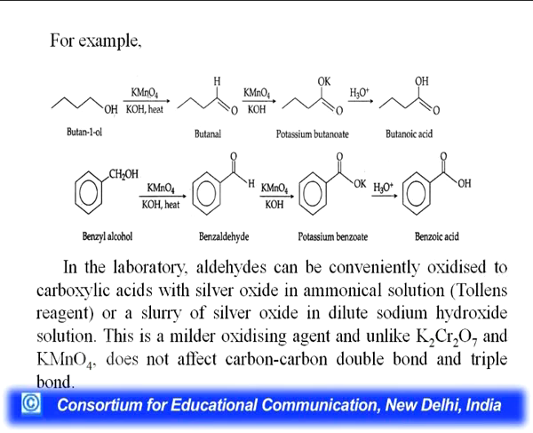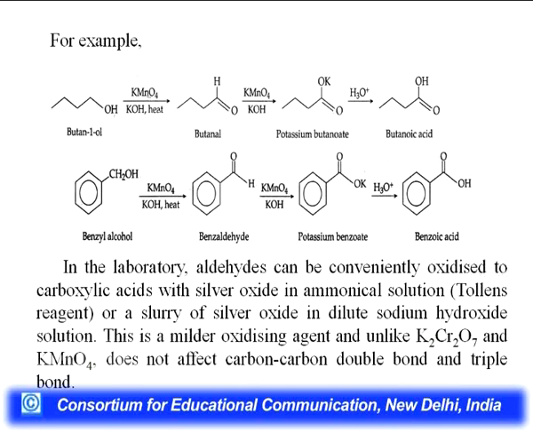Next example is benzyl alcohol. What is benzyl group? C6H5CH2. When oxidized with KMnO4, it first gives you benzaldehyde, and then it will give you potassium benzoate, which on acidification will give you benzoic acid, the corresponding carboxylic acid.